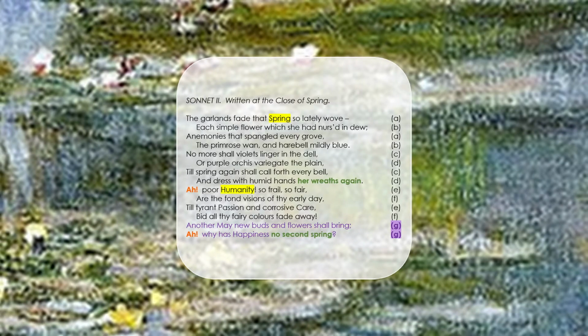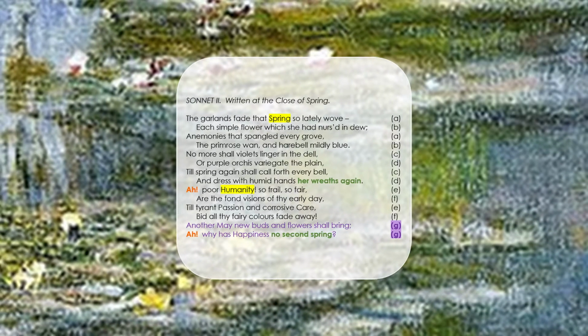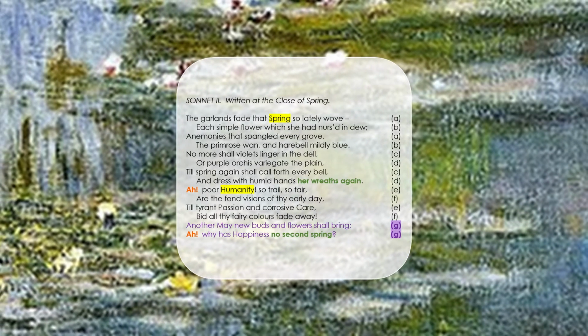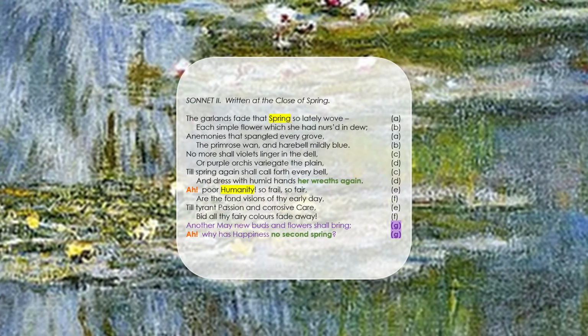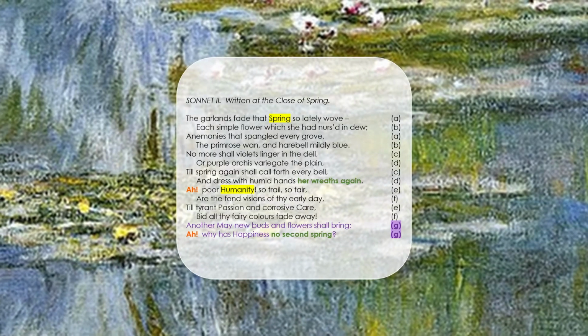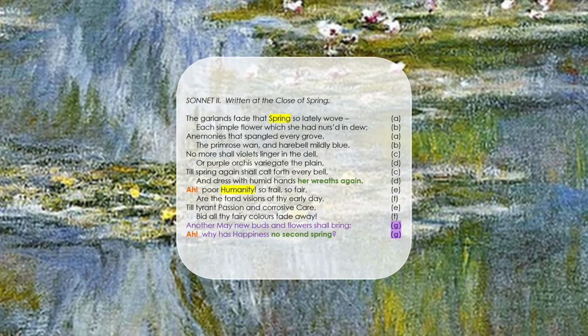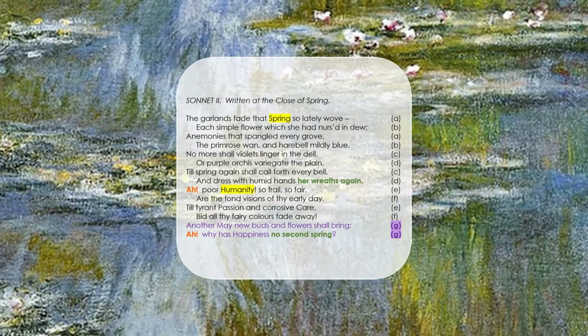And another sort of beautiful thing that Charlotte Smith does here is end the whole poem on the idea of no second spring. So spring is the final word, and then nothing happens after the word spring. There's nothing after spring. There's just death.